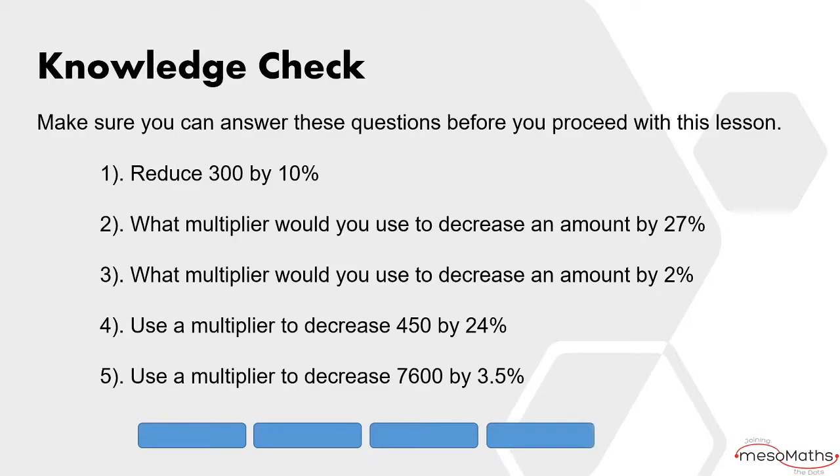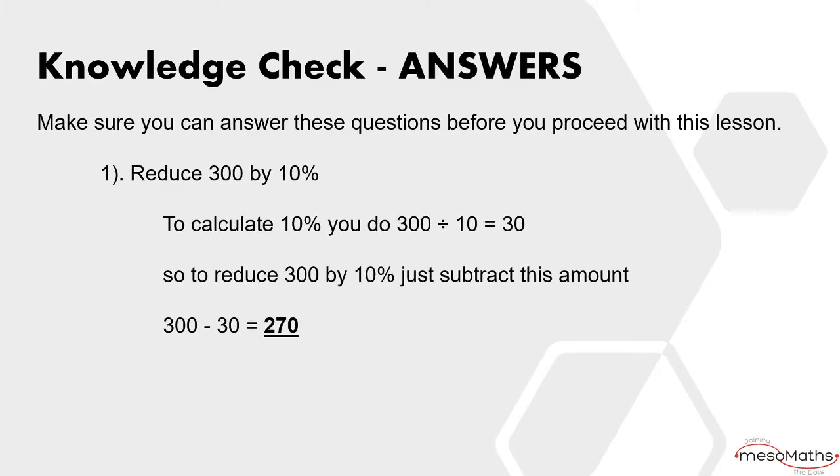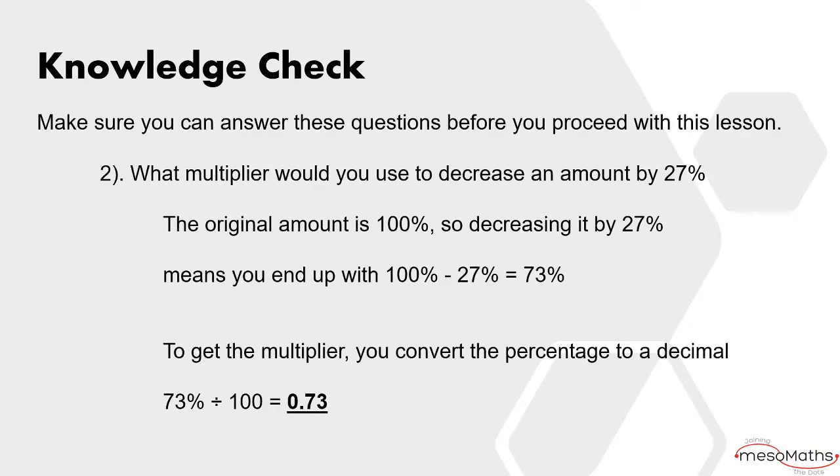Okay, that's your 4 minutes up. So let's have a look and see how you got on. So question 1. The method I've used here is first of all to work out 10%. So I've done 300 divided by 10, which is 30. And the question says reduce it by 10%. So you subtract the 30 from the 300, giving you an answer of 270. Obviously, if you've used a multiplier to do this question, that's perfectly all right as well, as long as you've got the same answer. Question 2, what is the multiplier when you're decreasing an amount by 27%?